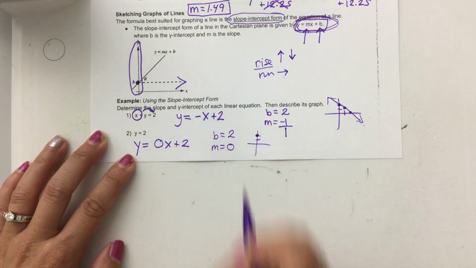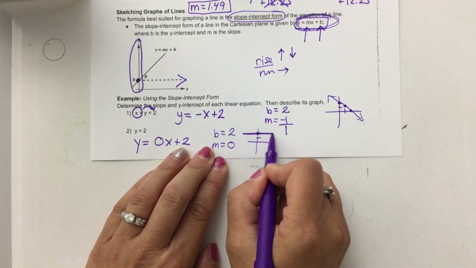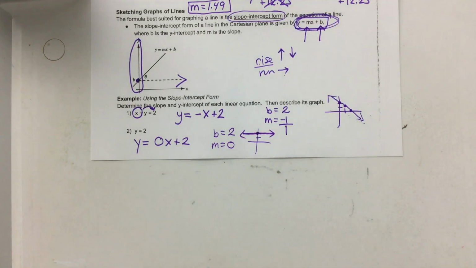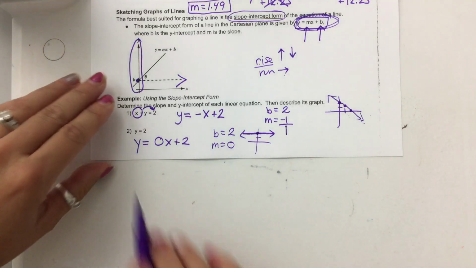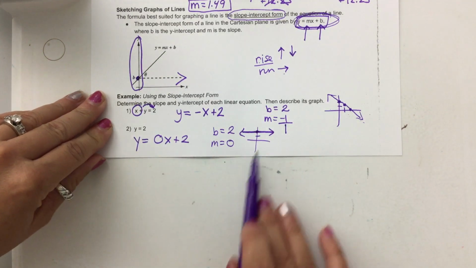M is the number that's connected to x. It's 0. Remember, if you have 0 as a slope, that means it's a horizontal line. It is not rising. It is not falling. It is just running in a horizontal direction. So if you have y equals a constant, what you have is a horizontal line.